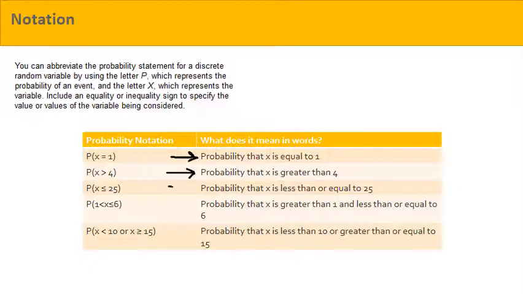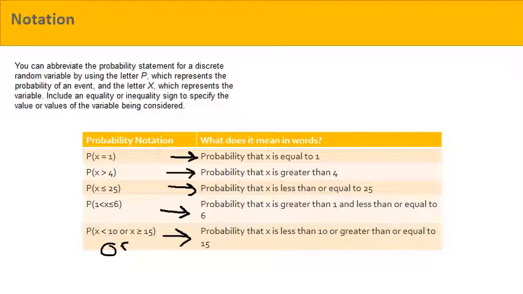Or you could have the probability that x is less than or equal to 25, or it could be a number of things. This is just how you would read it. The probability that x is greater than 1 and less than or equal to 6. And then here's the last one, the probability that x is equal to 10 or greater than or equal to 15.